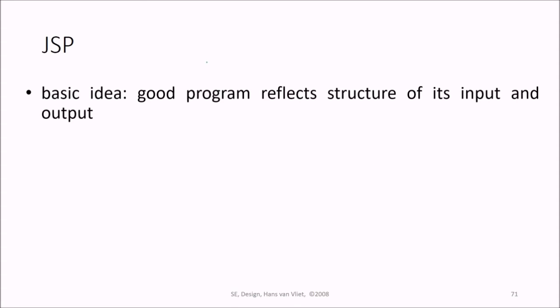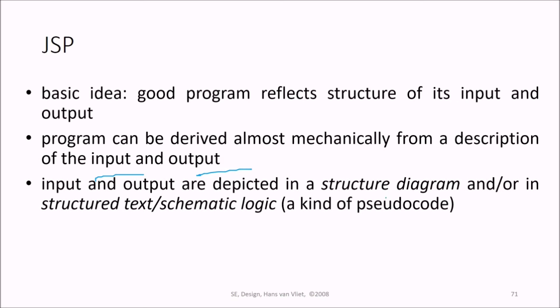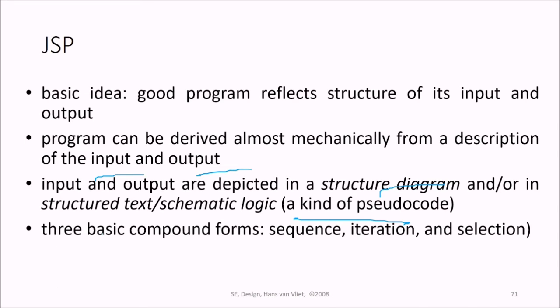So in JSP, the basic idea is like this: good programs reflect the structure of their input and output. This is the basic idea. So a program can be derived almost mechanically from a description of the input and output. Input and output are depicted in a structure diagram and in structured text or schematic logic, which is a kind of pseudocode only. And three basic forms are assumed, like sequence, iteration, and selection.